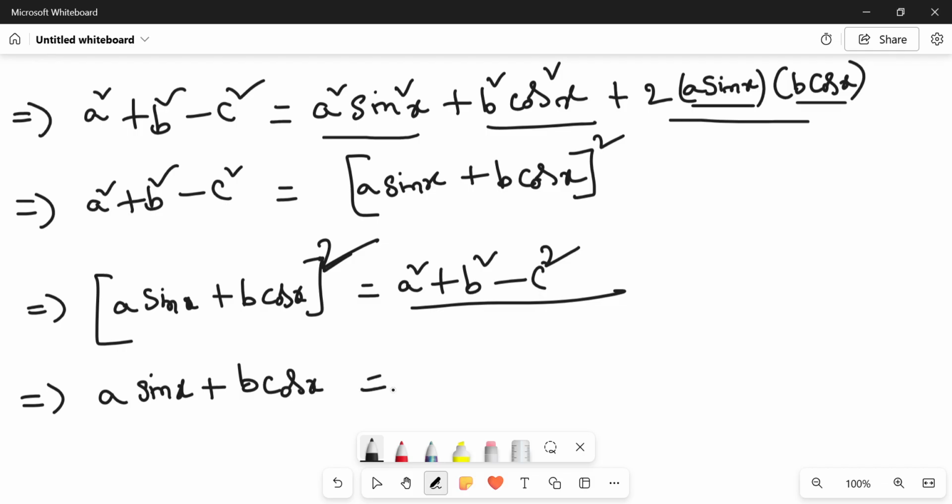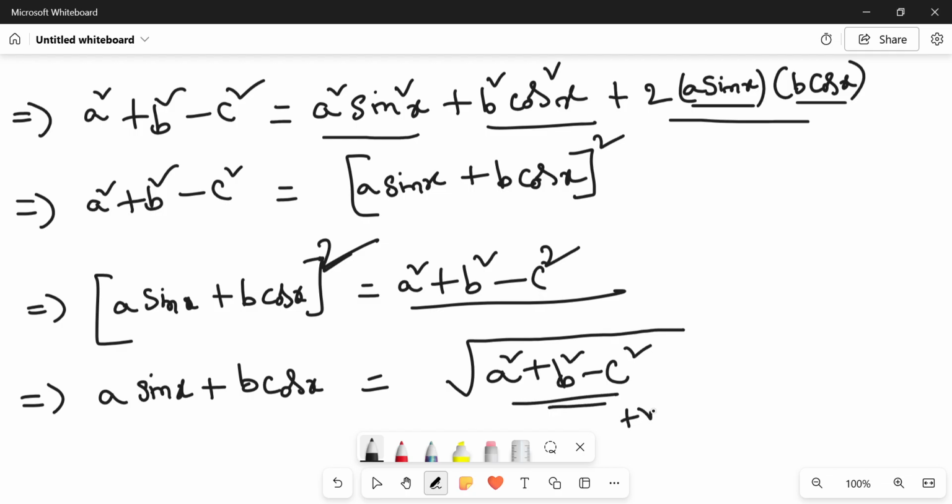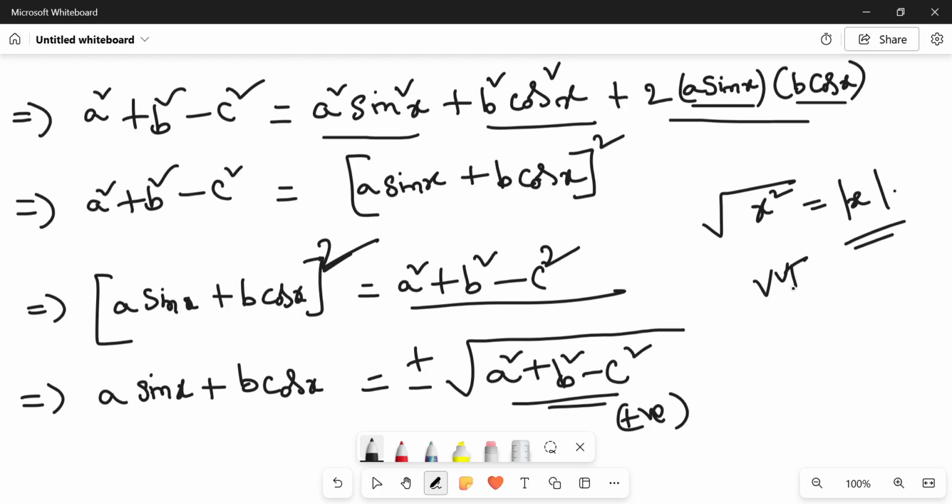obviously the other side, square root of this thing will come, square root of a square plus b square minus e square. But always remember, the square root of some quantity is always a positive number. So the answer for a sin x plus b cos x can be a positive number as well as a negative number. So we'll put the plus or minus sign. But always remember, square root of x square is actually mod x. You got to know this. This is very important, fundamental.